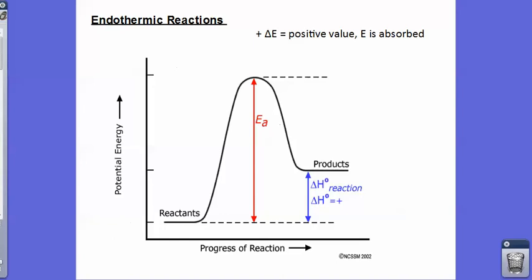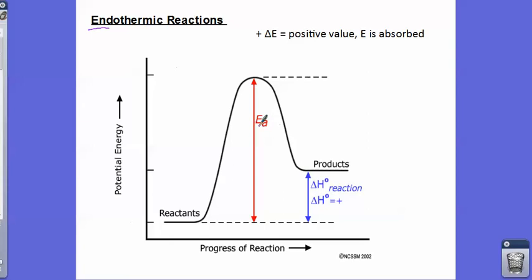This is an endothermic reaction. In an endothermic reaction, you end up with a positive delta E, a positive energy, indicating that energy is absorbed. In an endothermic reaction, energy is always absorbed. You can think of it as "en," like entering. Energy is entering the reaction. Looking at this energy diagram, you can see the reactants have a lower energy than the products. Since the products have a higher energy, we know that the energy change is going to be positive here because of that.